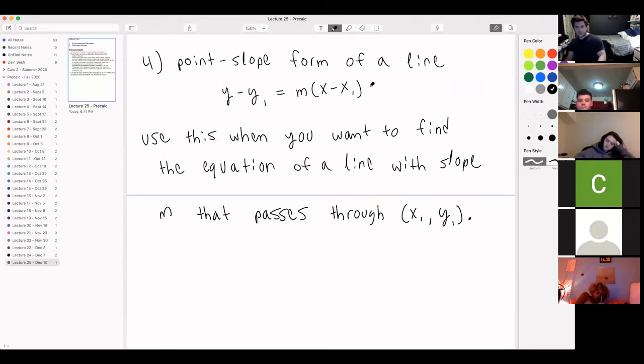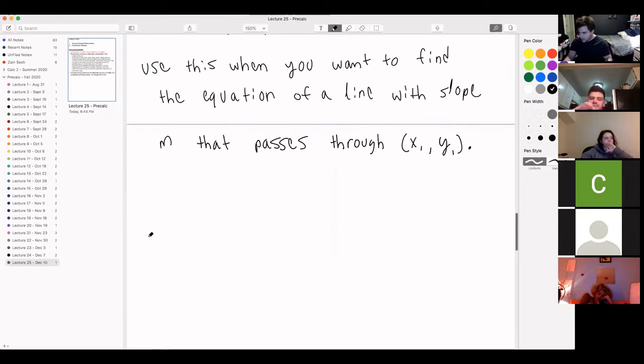So what you'll do is you're just going to plug in your information into this point slope form of a line. You're going to plug m, x1, and y1 into this, and you'll get your desired equation of the line. Okay, so I'll say, find the equation of a line with slope 2 that passes through the point (1, 1). Just use this. All right. Not that bad. Okay, so I think that's cool.